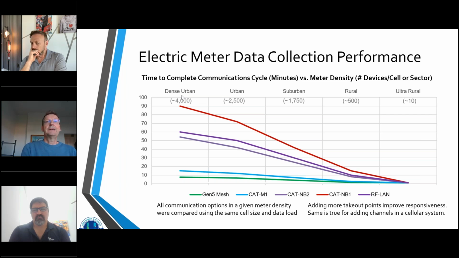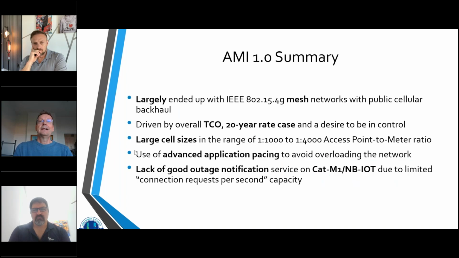So then, if we summarize in the next slide the AMI 1.0 readout, and then we will see how that maybe changes in AMI 2.0. For AMI 1.0, we ended up largely with 802.15.4G style mesh networks with public cellular backhaul. That was largely driven by total cost of ownership, the aspect of getting a 20-year rate case where we didn't have to replace a large number of endpoints, and the desire to control this network. And we were not so pressured on latencies or other things, so building a larger cell size is more acceptable.